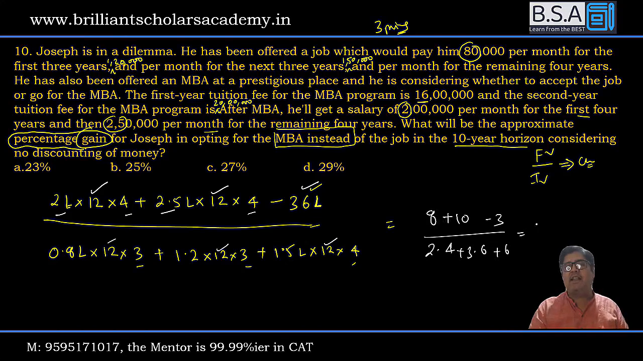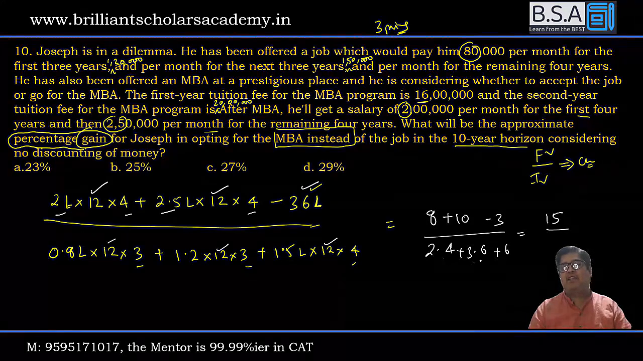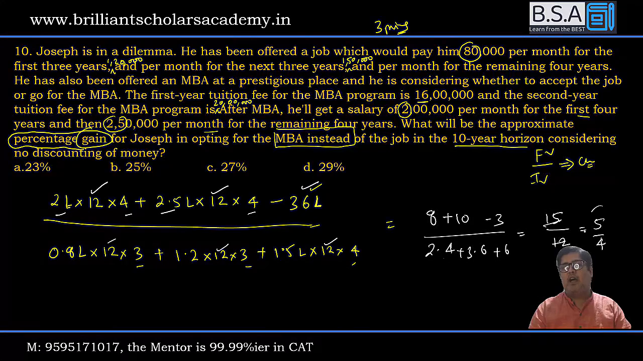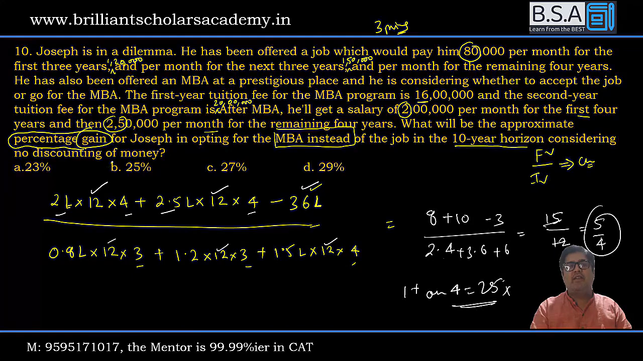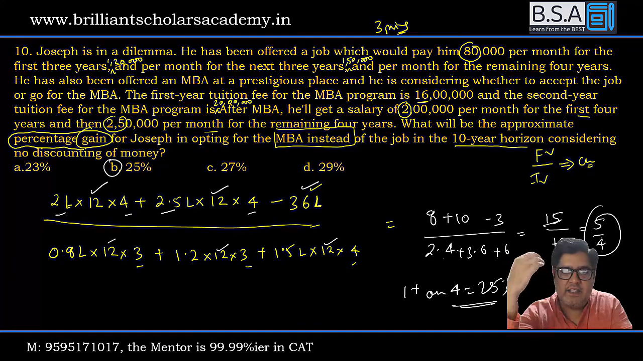The numerator is 18 minus 3, 15. And the denominator is 6 plus 6, 12. Which is basically 5 by 4. How much is the numerator more? 1 more on 4 is 25% more. So he will be gaining 25% if he decides to go down the MBA route over a 10 years duration.